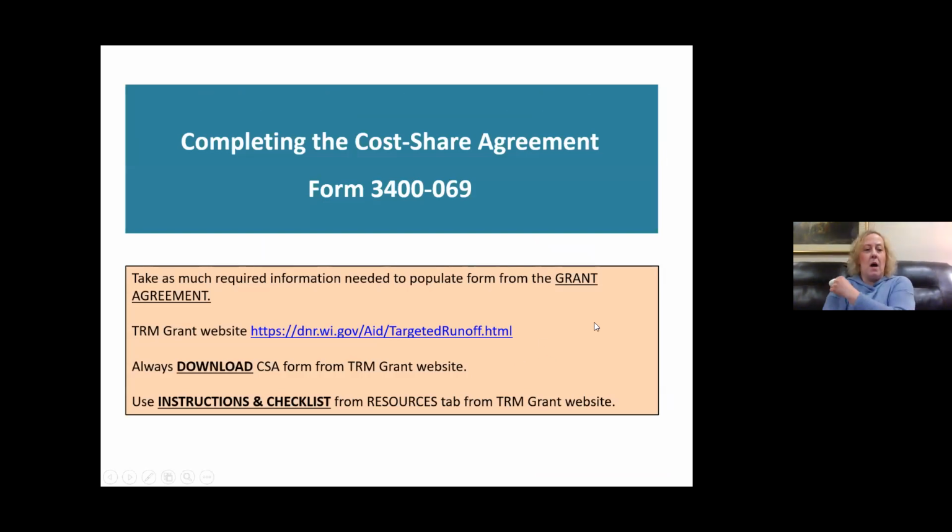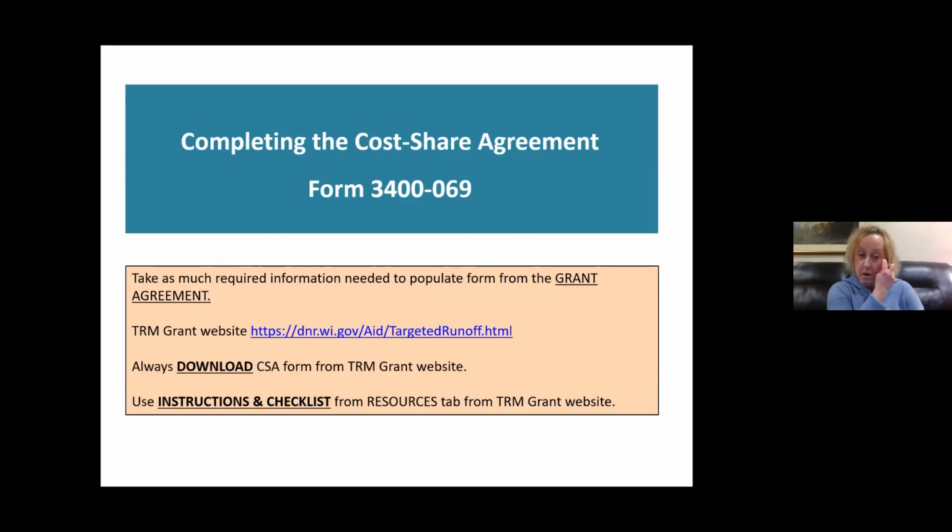So I want to point out that when you are about to fill out your cost share agreement, try to pull as much information from your grant agreement. It's really important to have information be consistent through your grant administration. So in terms of populating the form, to the extent that you can pull information from your grant agreement, it's just good to have that consistency through the process.